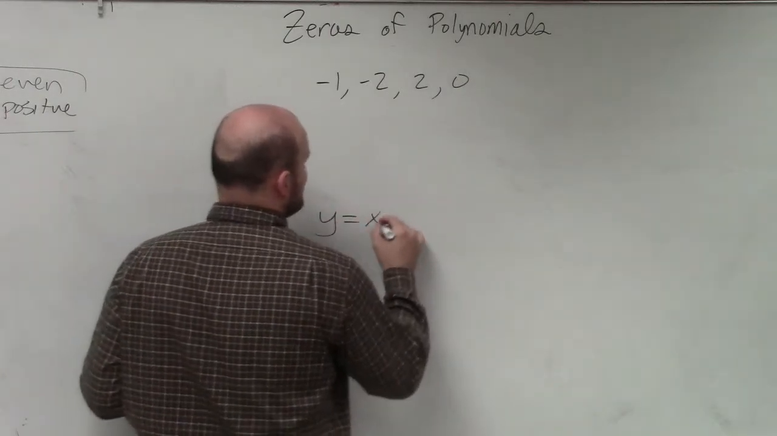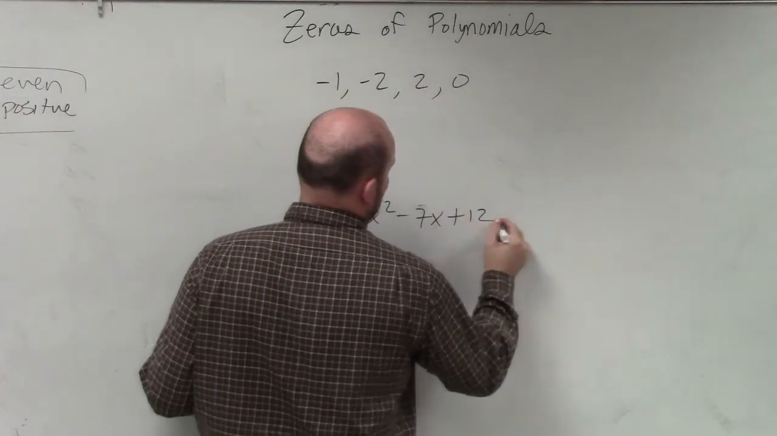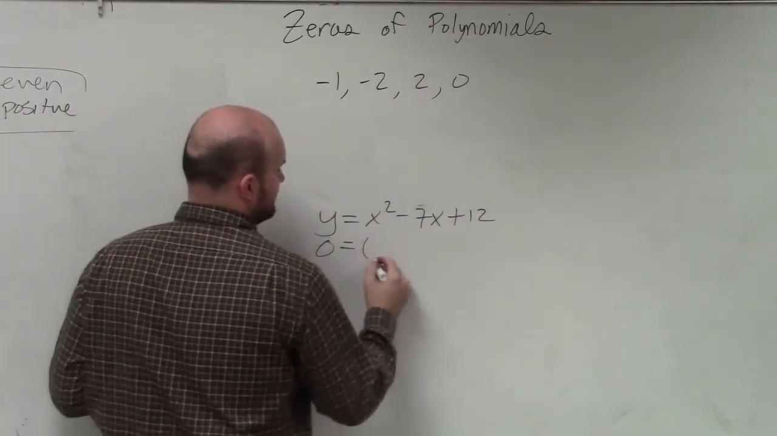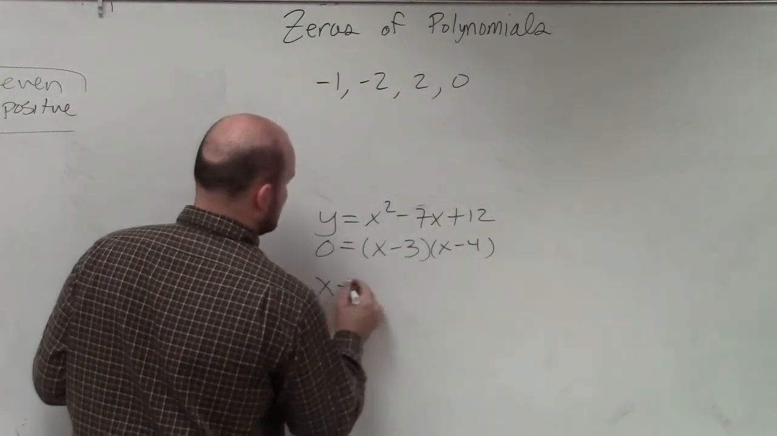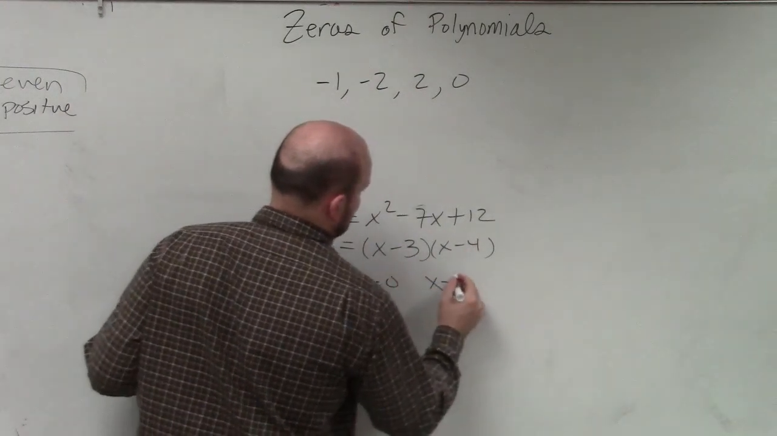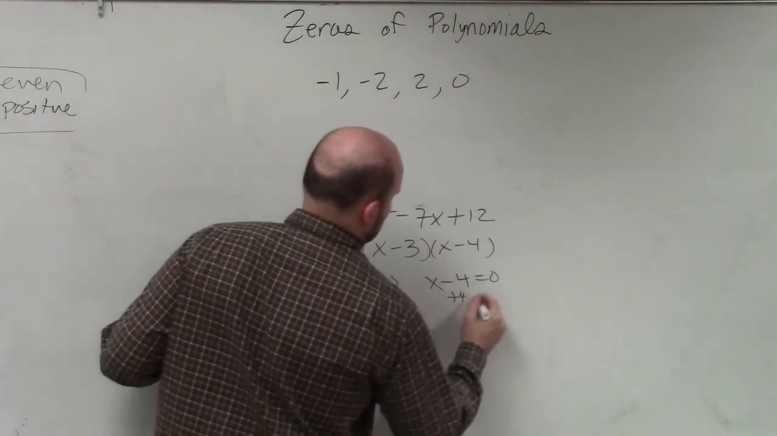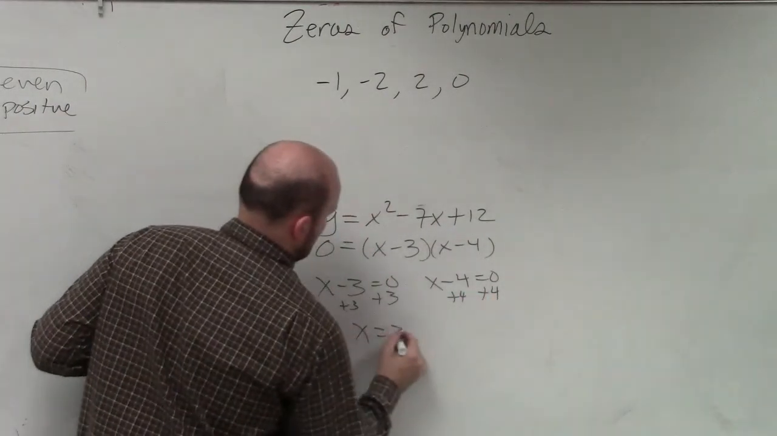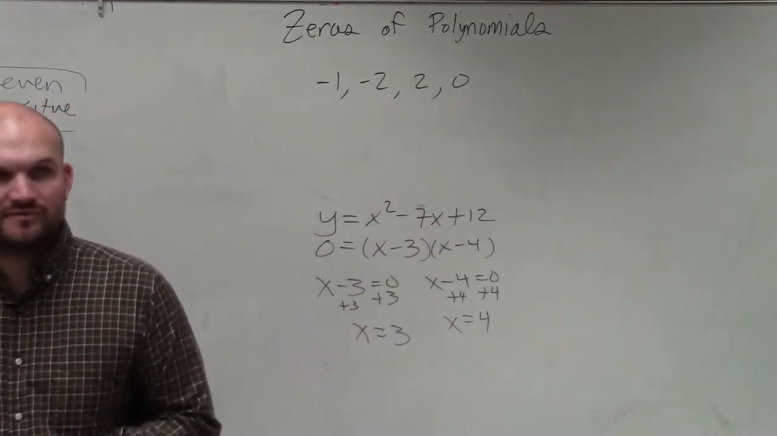So y equals x squared minus 7x plus 12. We factored that, right? x minus 3 times x minus 4. Then we set them both equal to 0. Then we solved for x. Does everybody follow me with what we did in the first example of today?